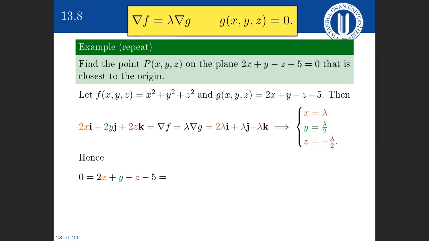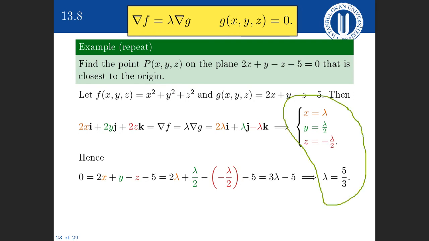0 is equal to 2x plus y minus z minus 5. Instead of x, I'm going to write lambda. Instead of y, I'm going to write lambda over 2. And instead of z, I'm going to write minus lambda over 2. There it is. And that simplifies to 3 lambda minus 5. What we have is 3 lambda minus 5 is equal to 0. So lambda must be 5 over 3.